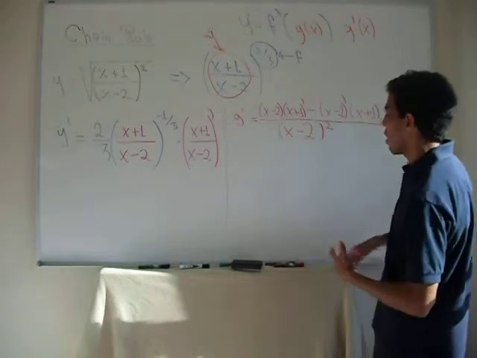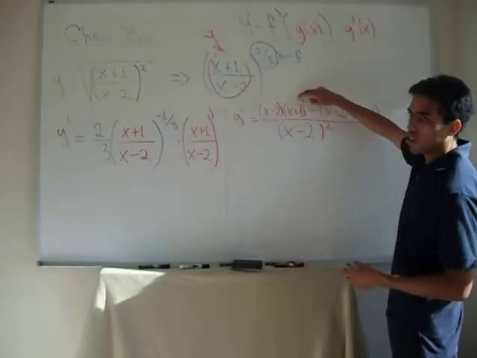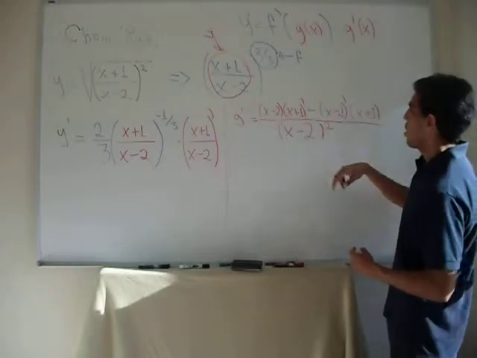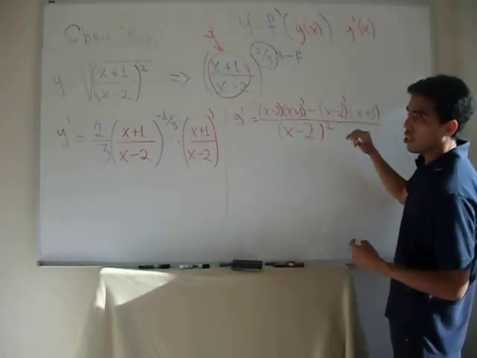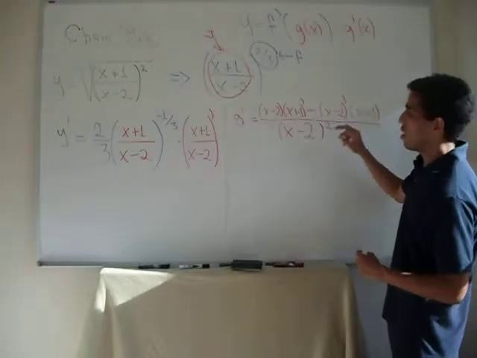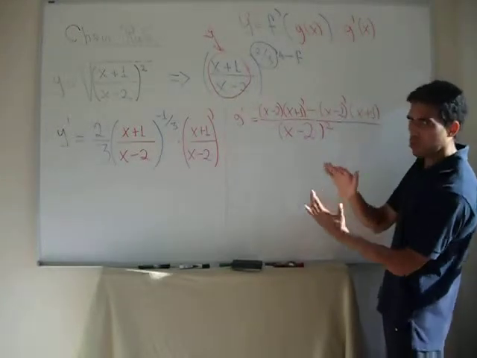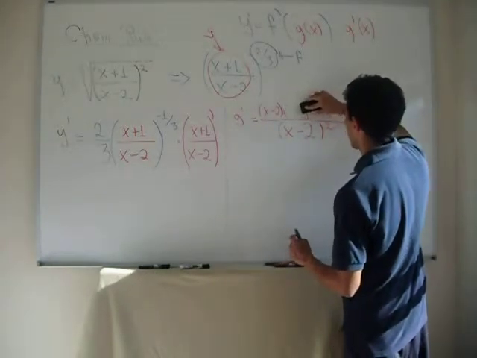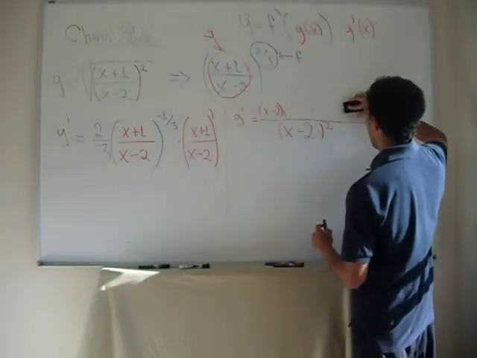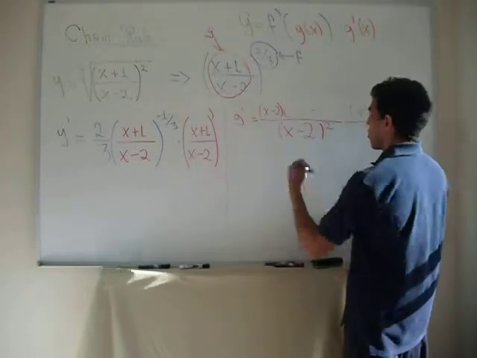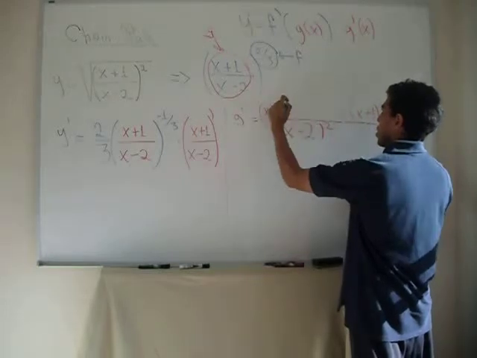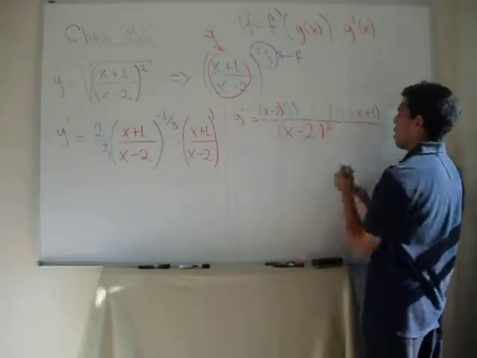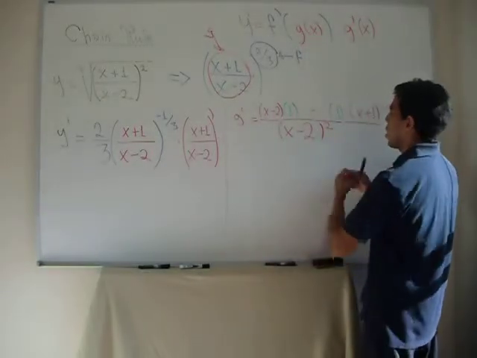familiar with this. Okay? The derivative of x plus 1 is 1 because the derivative of x is 1 and the derivative of 1 is 0. The derivative of x minus 2 is 1 because the derivative of x is 1 and the derivative of 2 is 0. So I'm going to replace that right here. Here I end up with a 1 multiplying, and here I end up with a 1 multiplying as well. Okay? And of course, my minus sign right here.